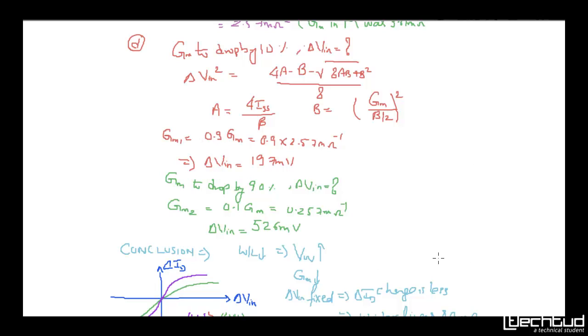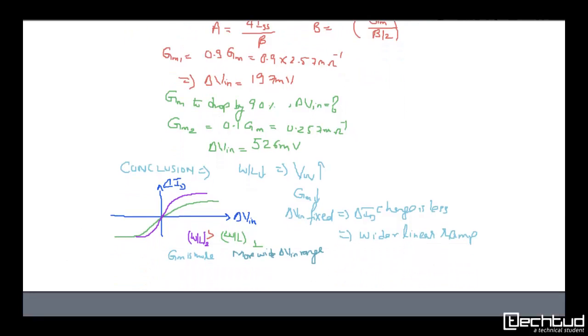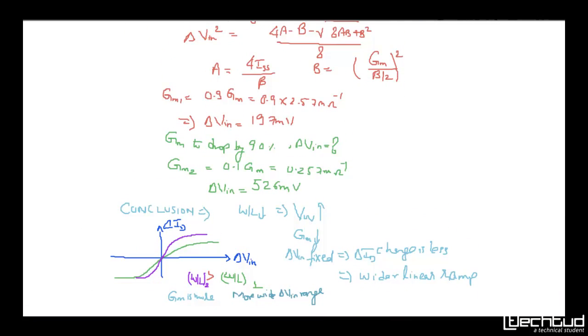We can see this from the curve of delta I versus delta V in. In the purple color that we have here, you can see the transconductance is more for the purple case, that is the smaller W by L case. But the delta V in swing required will also be less. For the same GM, this other case will support a wider range. So GM is reduced, but it is supporting the higher range. We can see this from these curves.